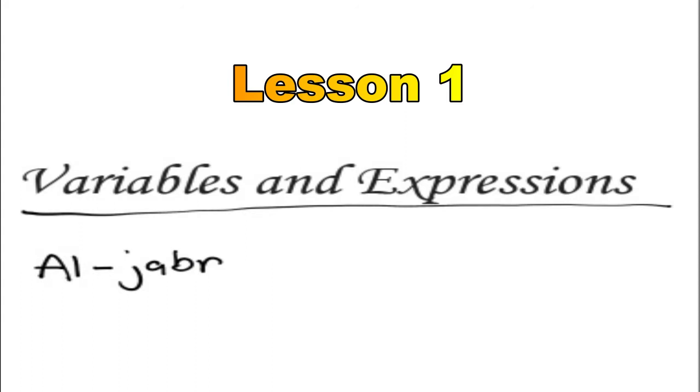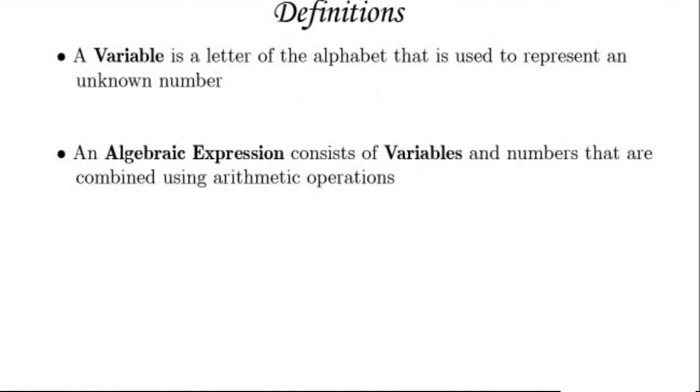So starting out with some definitions. First, what you'll see throughout algebra are variables. A variable is a letter of the alphabet that is used to represent an unknown number. And it could be any letter, but the most common ones that you're going to see are X and Y.